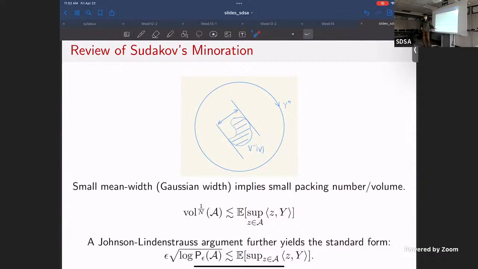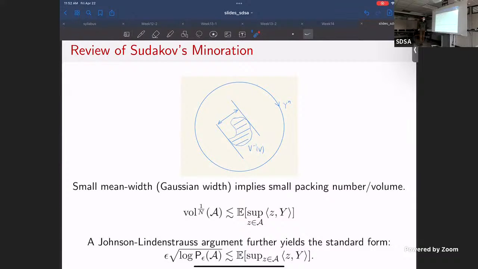You can embed a set of points into a linear space whose dimension is logarithmic in the number of points. So using this dimension reduction argument, you can derive the standard form of Sudakov inequality from this above dimension dependent version.